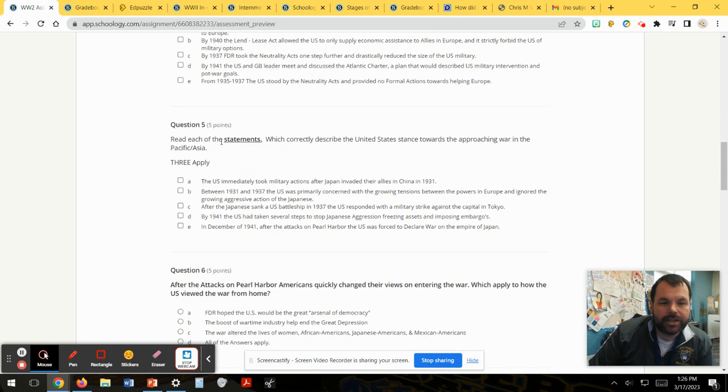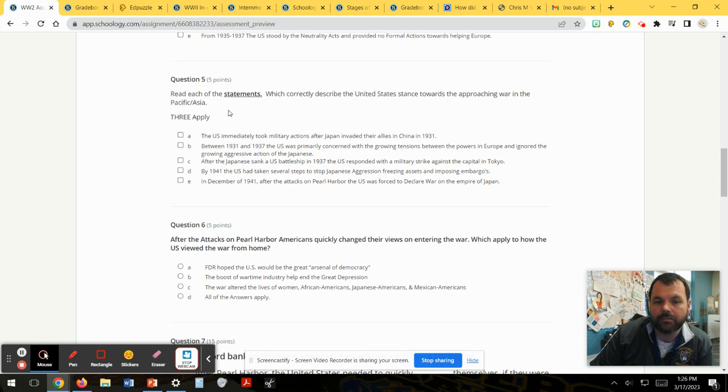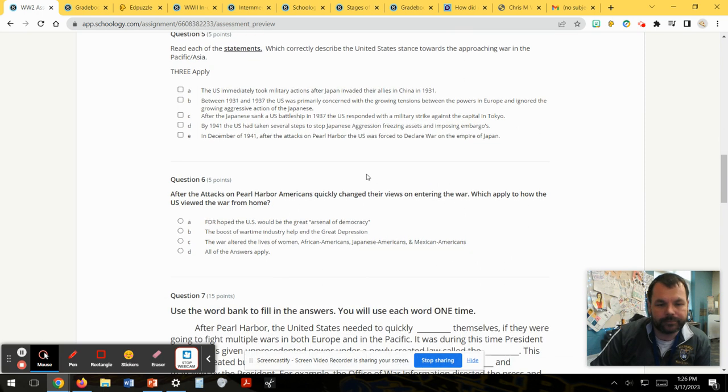Question five, it says read each of the statements which correctly describes the United States stance towards the approaching war in Pacific and Asia. Again, if you think back to the last one, if it deals with anything in Europe, talks about like Germany or anything like that, it's probably not going to be an answer. And if it mentions anything about the United States attacking somebody, probably not going to be that answer too. So these are things about getting us to war.